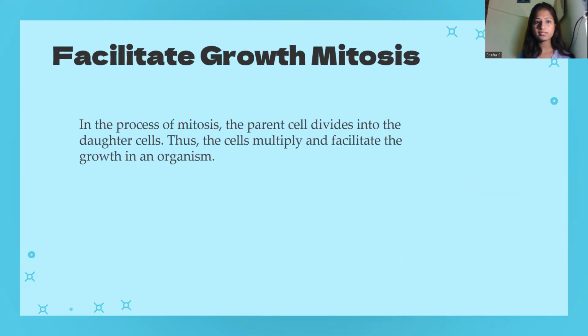The second function is that they facilitate growth through mitosis. Mitosis is a type of cell division in which the parent cell divides into two daughter cells, and the cells multiply and facilitate the growth in an organism. So how do you think the growth happens in a cell? Whenever we say there is growth in a cell, that basically means the cell is getting divided into daughter cells. That means one cell is getting divided into two. First the nucleus breaks and the cytoplasm breaks and so on.